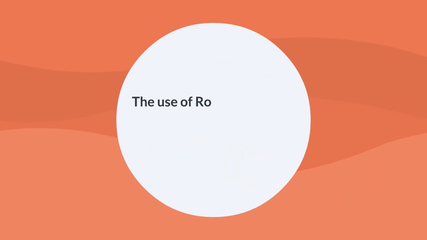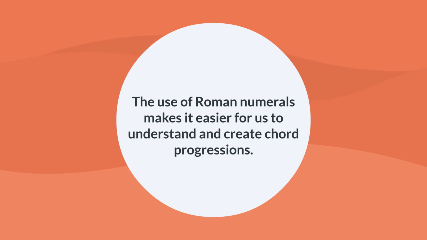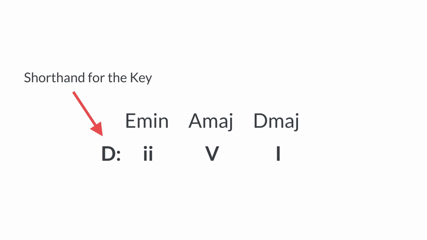The use of Roman numerals makes it easier for us to understand and create chord progressions. Describing a chord progression by its Roman numerals and its key empowers us with valuable information. Let's look at an example. Here's a 3-chord progression: E minor, A major, D major. How much information does this provide? If we convert this progression to Roman numerals plus the key, we get a 2-5-1 in the key of D.